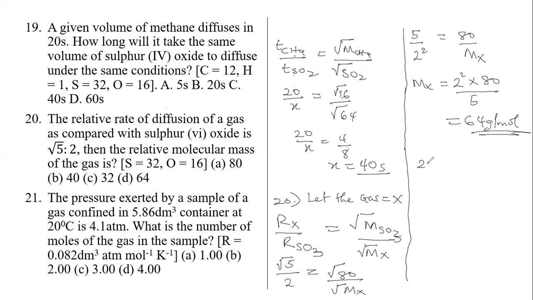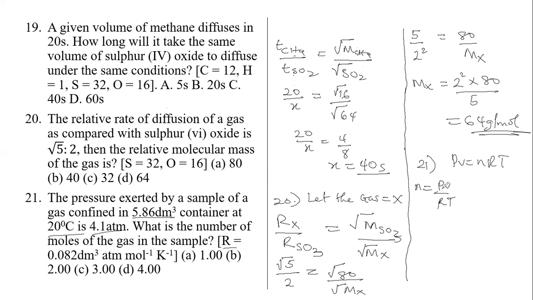All right, question number 21 says that the pressure exerted by a sample of a gas confined in a 5.86 dm cube container at 20 degrees C is 4.1 atm. What is the number of moles of the gas in this sample? Now, when you have to calculate the number of moles of gas, when you are given volume, temperature, pressure, and the gas constant, then you know that n equals PV over RT. That is from PV equals nRT. That's from the ideal gas equation.